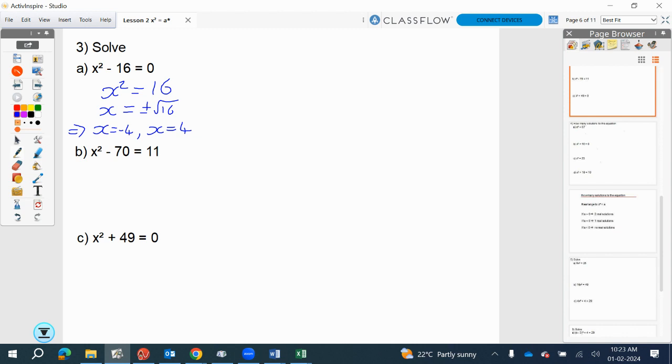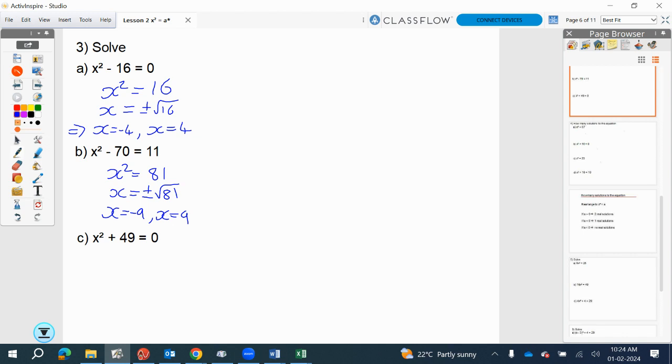Okay, how do we move the 7 to the other side? We add 70 to both sides. What does that give us on the right-hand side? 81. So we get x squared equals 81. Then we can take a root, adding a plus minus, and we get our two solutions. What are our two solutions? 9 and negative 9. x equals minus 9, x equals 9.